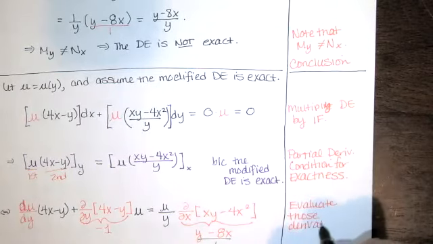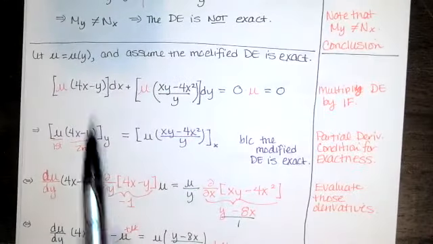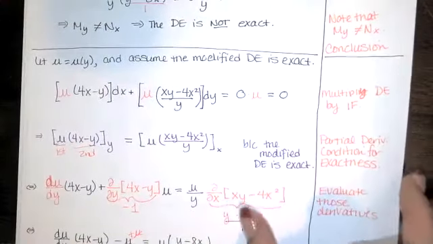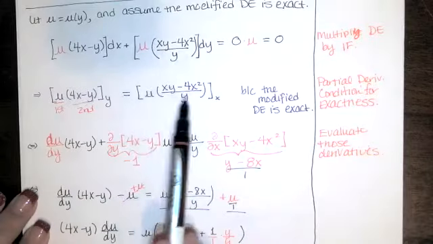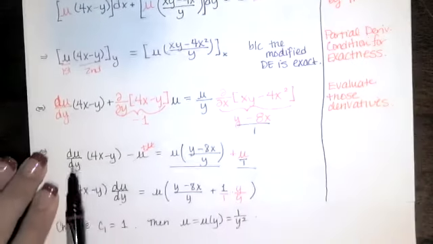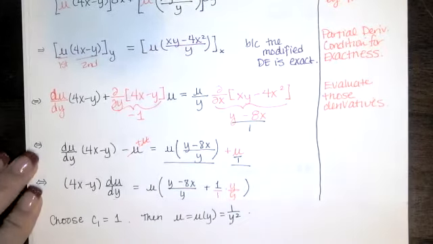Everything that we've done here follows from these two assumptions. We're assuming mu depends on y, and we're assuming that our modified dE is exact. So provided both of those assumptions are true, we get to say this is true, which means we get to say this is true. And then we're just going to do some algebra. We're going to separate the variables.